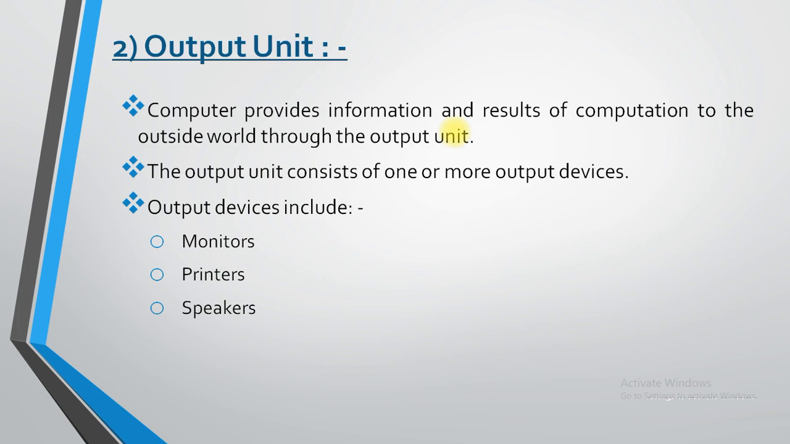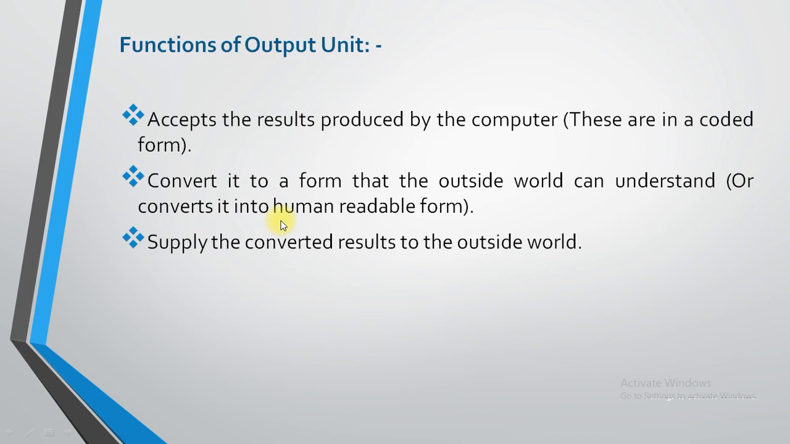Over here also you can work with more than one output device, right? So the second point is what? The output unit consists of one or more output devices, and here is the list of various output devices. You can also list out many more output devices over here. Basic output devices are what? Monitor, printer and speaker. These three are the output devices. The functions of the output unit are what?